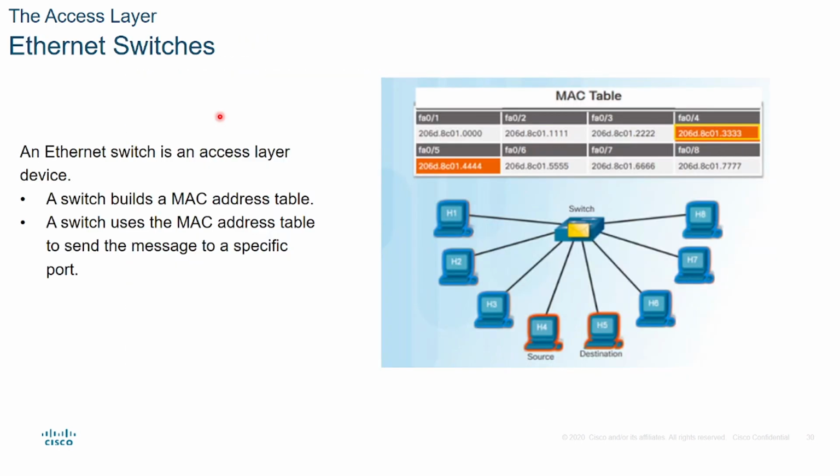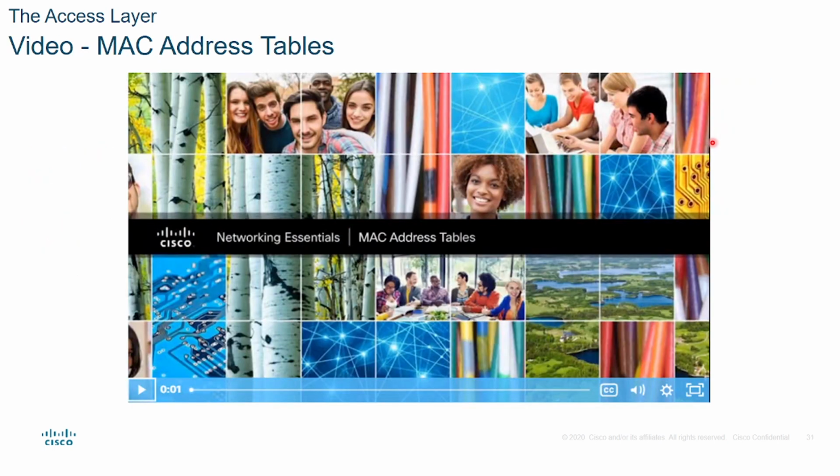Then we also have Ethernet switches. Ethernet switches are smart devices. A switch builds a MAC address table so that it can identify each host on its network, and it uses the MAC address table to send the message to a specific port. This is an example of a MAC address table. The switch identifies every host connected to it at the moment and now knows the particular host that the message is supposed to go to.